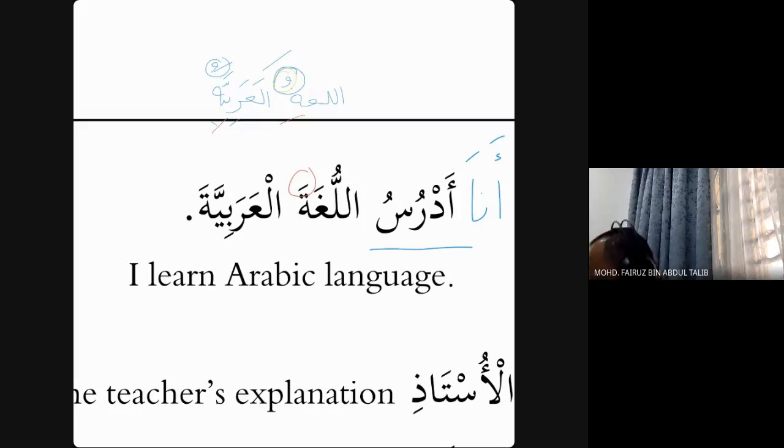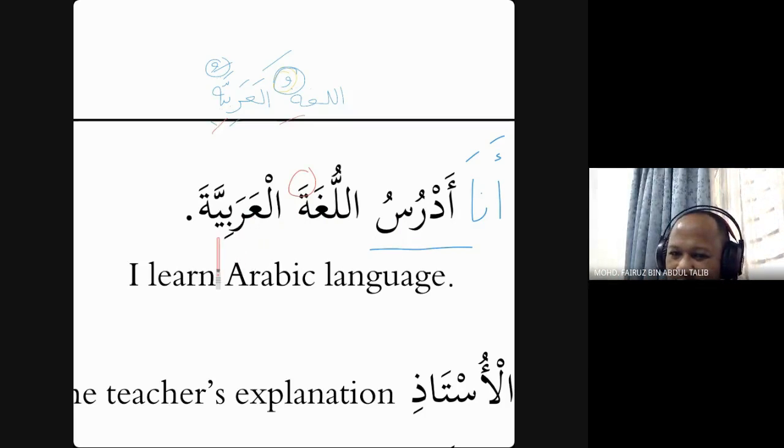But if you are not sure what to read for the ending of the word, you can just skip the sound. You say adrus al-lugha al-arabiyya. But of course, the Arabs will not stop on each word. They will combine all the words: adrus al-lugha al-arabiyya. Okay, so that is how it sounds.